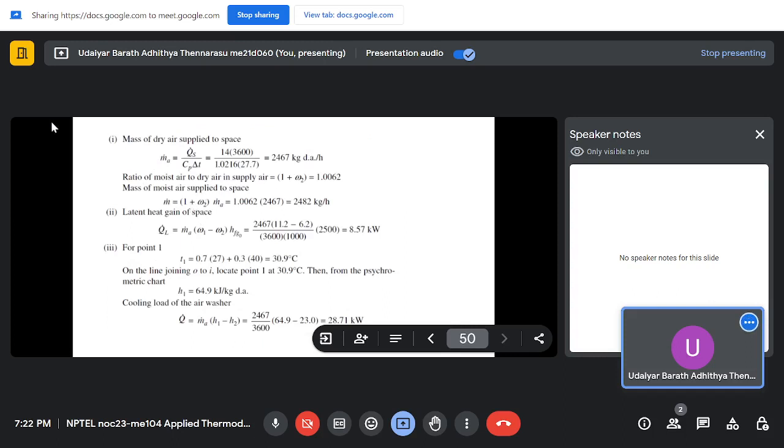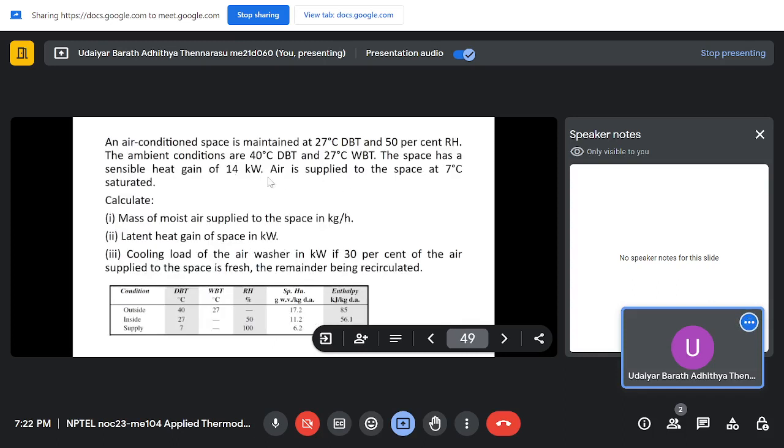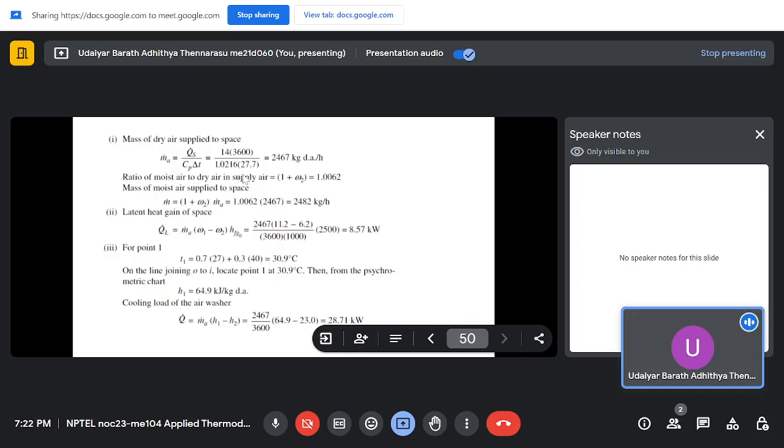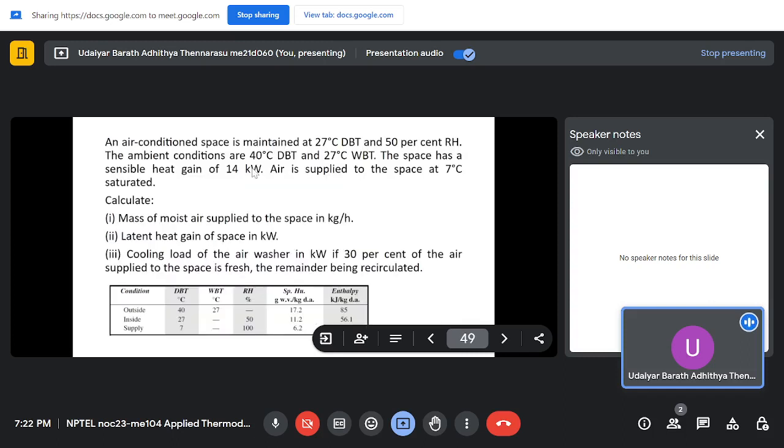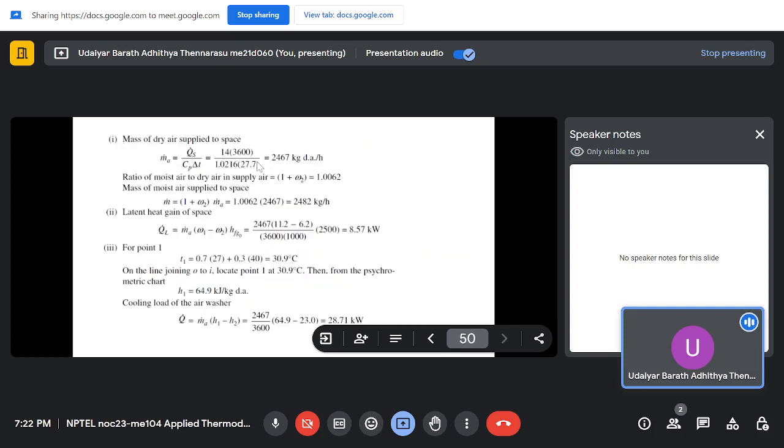So the mass of dry air supplied to the space is Q dot S, sensible, divided by Cp delta T. So Q sensible is 14 kilowatt into 3600 to convert into hours, divided by Cp, which is 1.02, into delta T, which is 27 minus 7. So this will come out to be 2467 kg per hour of dry air.